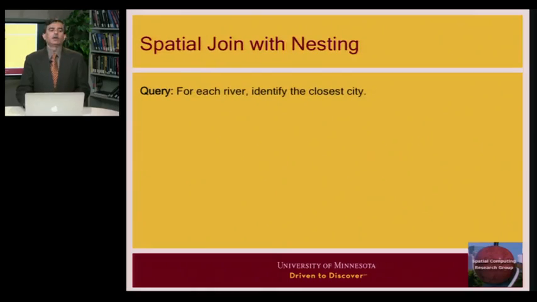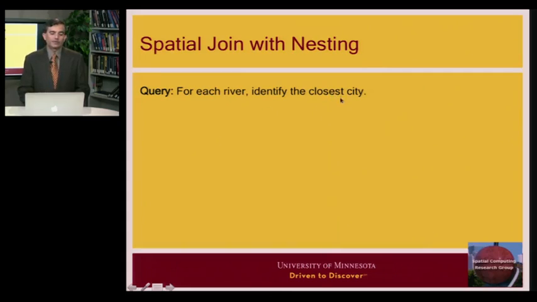Great. So coming back to our own exploration of SQL3 and OGIS, we will go to the next one and show you a query with nesting. So here we are asking for each river, identify the closest city. In order to answer this, again you have to ask which tables are involved, and that's the river and city table. And then you ask how do I join them, and then it gets a little tricky because we are asking for closest city to each river.